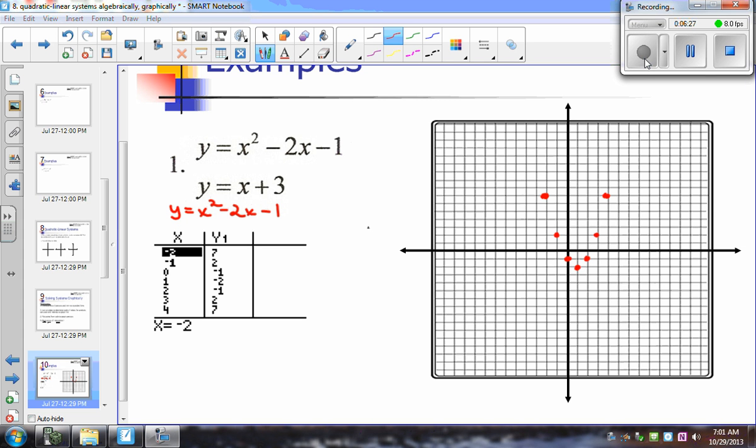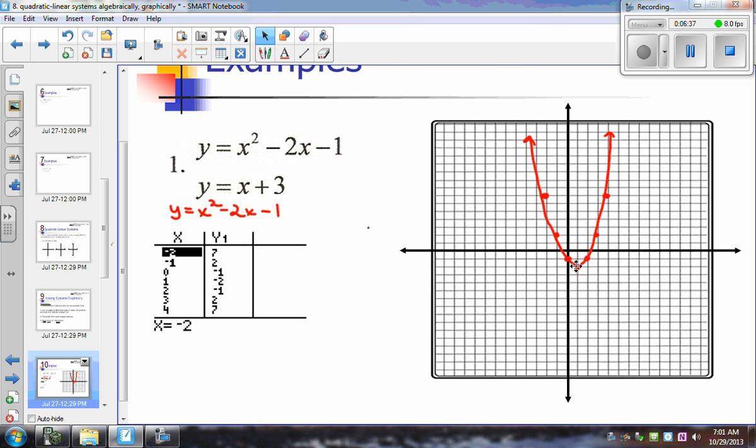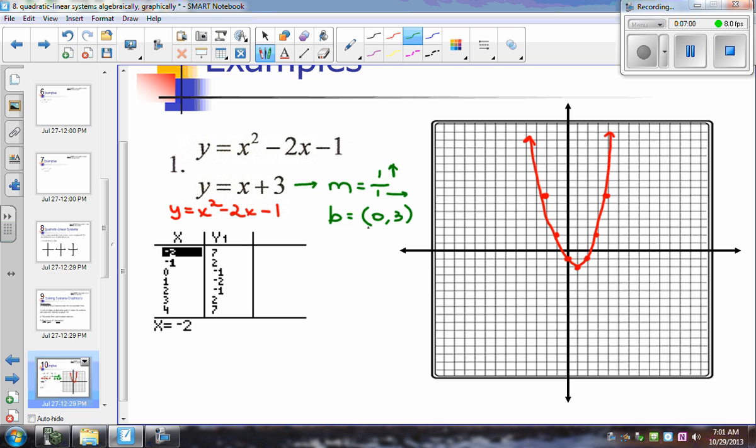All right, so once you guys plot your points for your parabola, you're going to connect them. Make sure you extend your parabola far enough so that whatever points of intersection exist, you are able to plot them and match them correctly. Now for the line, you guys can once again put this into your calculator, get a table of values and graph. Or if you remember from your algebra days of finding slope and intercept, you can graph the line based upon those two pieces of information.